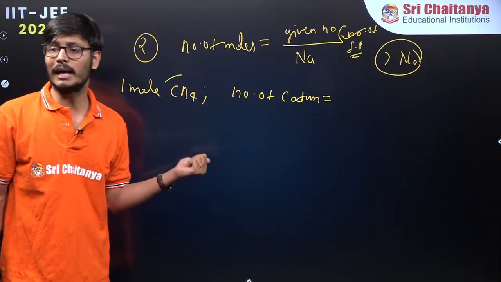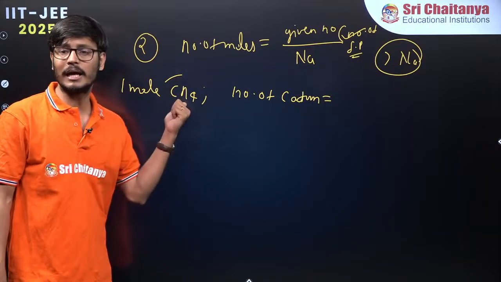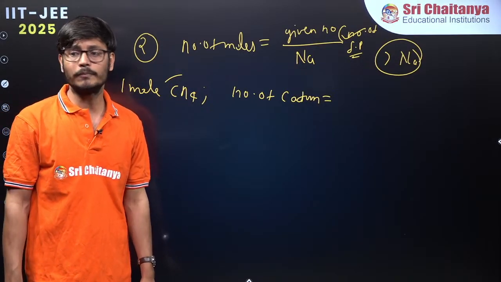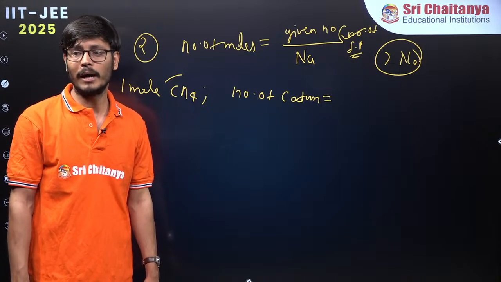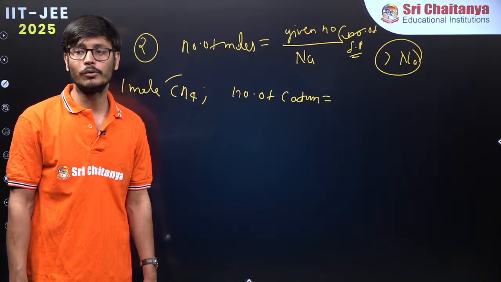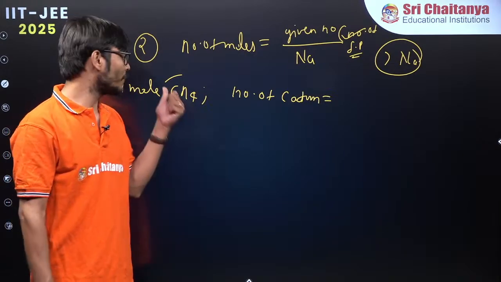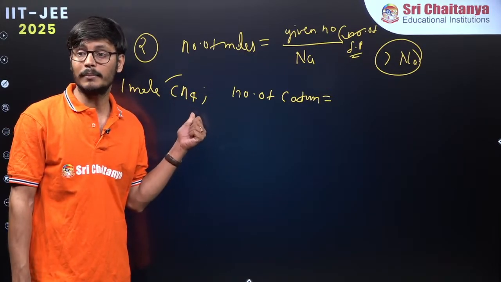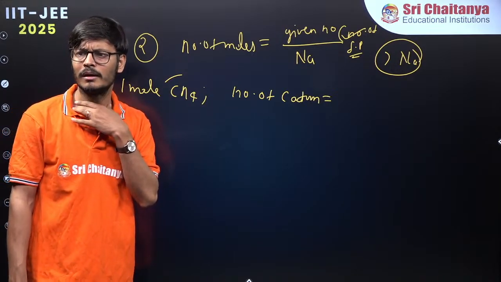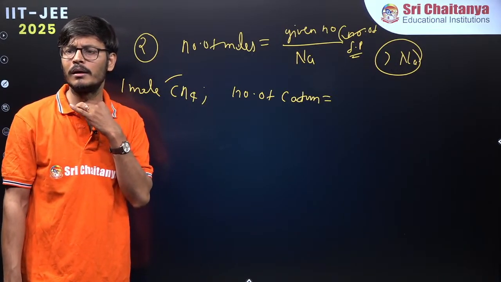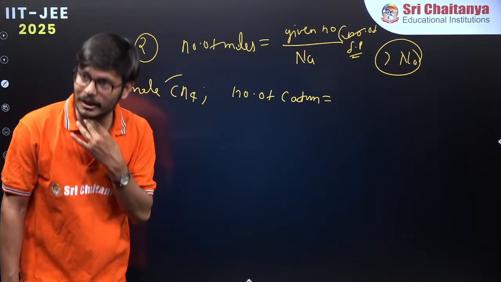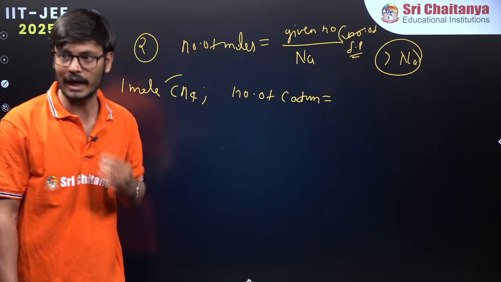Can we quickly get the answer? In 1 mole of methane, what is the number of carbon atoms? Number of carbon atoms in 1 mole. Very good. 12? No. Avogadro number. Very good, Srikhar. Avogadro number.